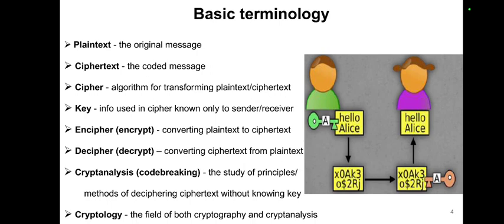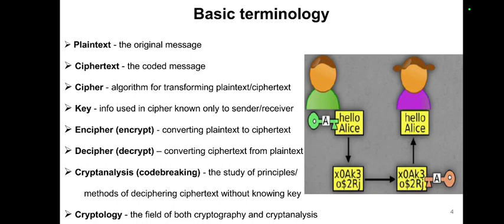And key is the information which is used with the encryption algorithm or the decryption algorithm. What is encryption or encipher? Converting the plain text; that process is called encipher. Decipher is converting the ciphertext back to the plain text. So encipher or encryption happens on the sender side, and decipher or decryption happens on the receiver side.